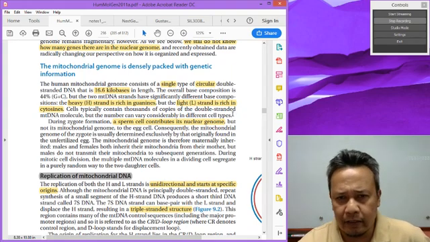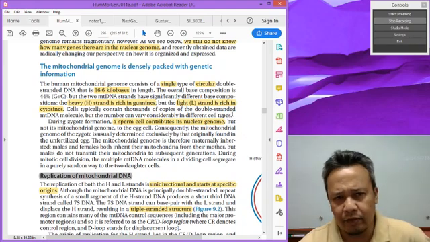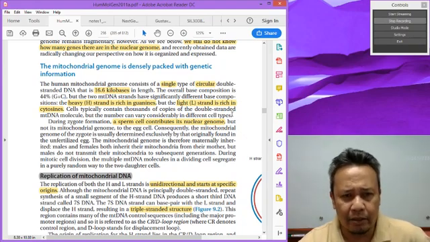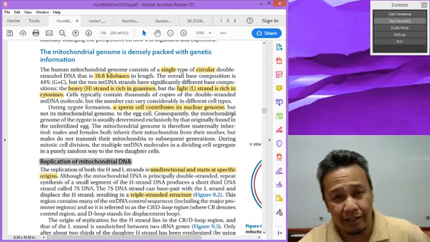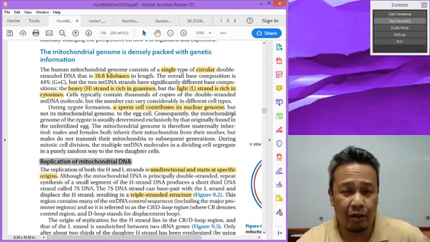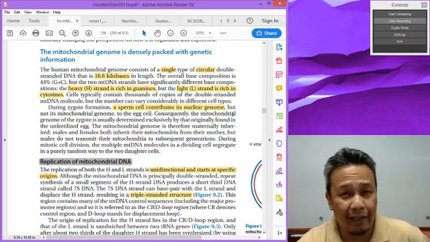It is 16.6 kilobases, a single type of circular double-stranded DNA. It talks about how the two strands of the circular mitochondrial DNA are identified as the heavy strand and the light strand. The heavy strand is heavy because it has a lot of guanines. I asked you in class, why are they heavy?